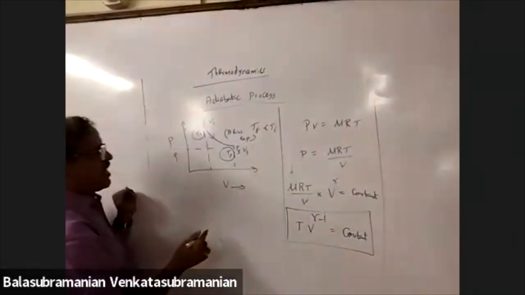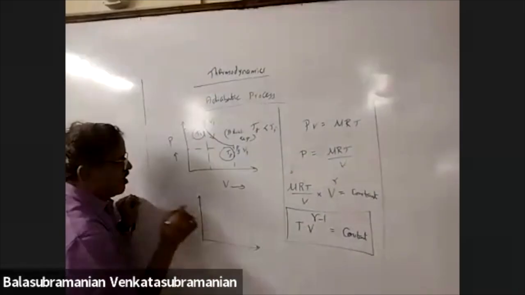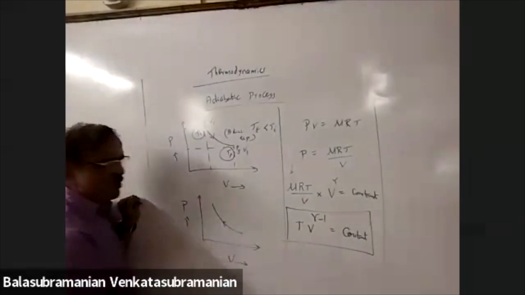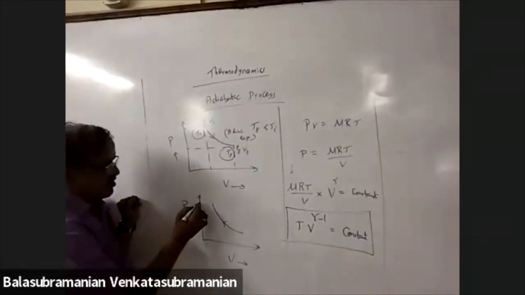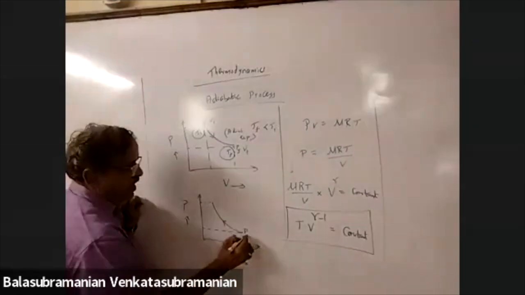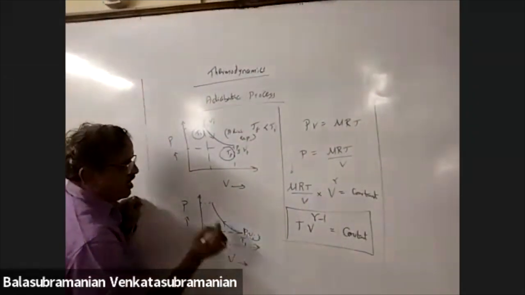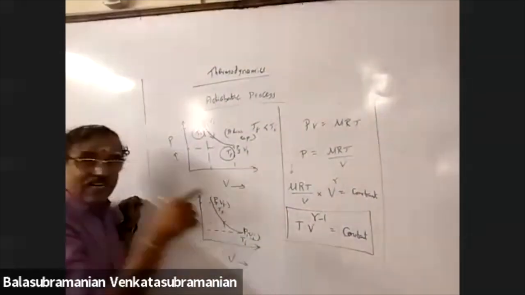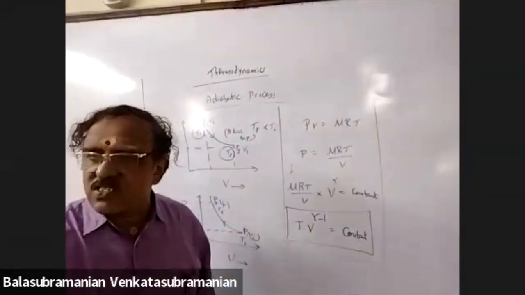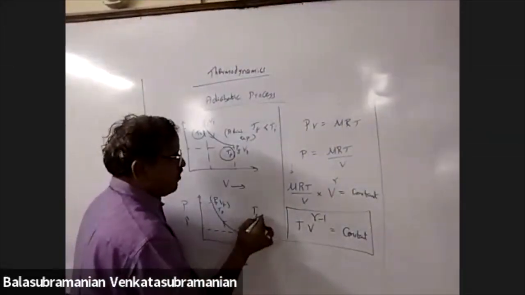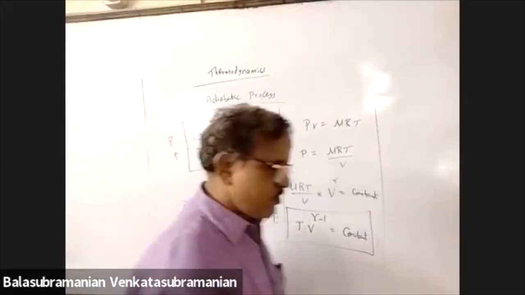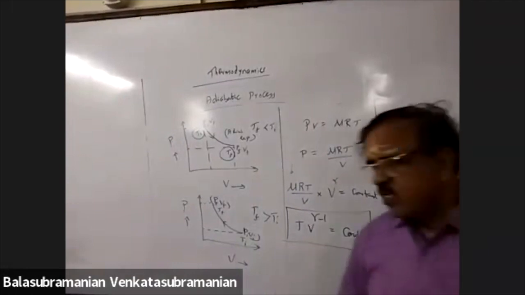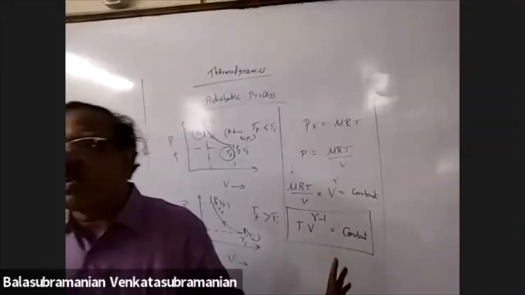No, the compression graph I need. Same P versus V, same arrow, that's all. Pi, temperature Ti. Pf, temperature Tf. You know very well, compression means temperature increases. So this is adiabatic process graphical notation.